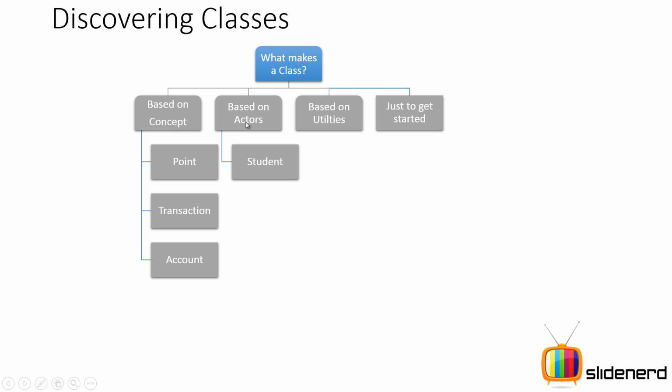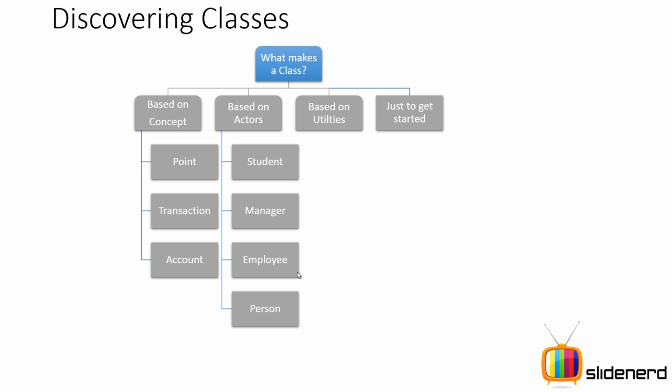Based on actors is far simpler to understand. It is about people who are involved very closely with your problem. For example, you can have a student class with some properties like student name, age, address, methods like register for course, apply for subject, exams, so on. You can have a class manager with some properties and actions, properties like name, address, salary, actions like manage employees. You can have a class employee too, again with some properties and actions. You can have a class person with some properties, actions, class dog which represents an animal, and so on.